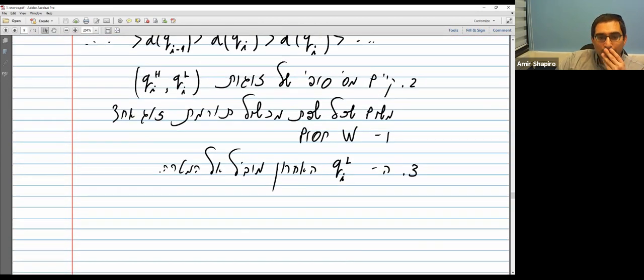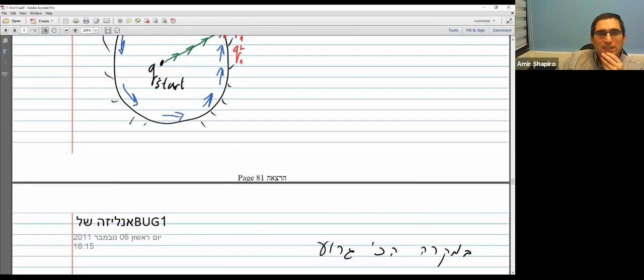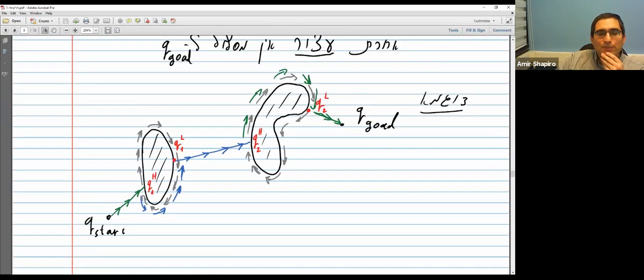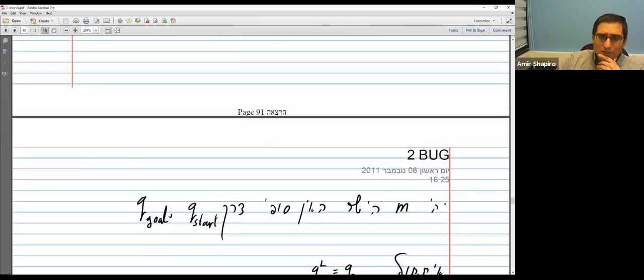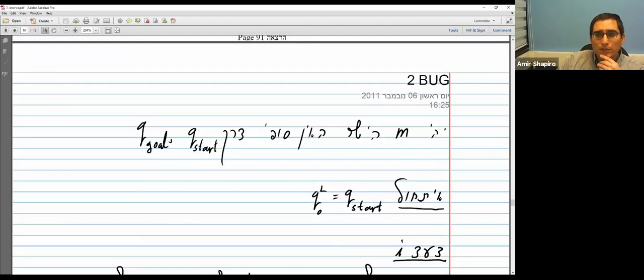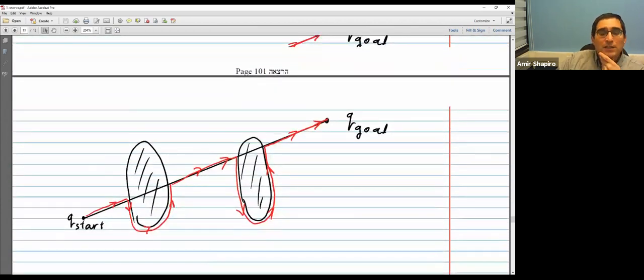So this is bug 1. But bug 1 is kind of not efficient, because you go around and then you go back. Therefore there is another version of the bug algorithm called bug 2. I'll show it to you, and then I'll show how it works in the formal way.